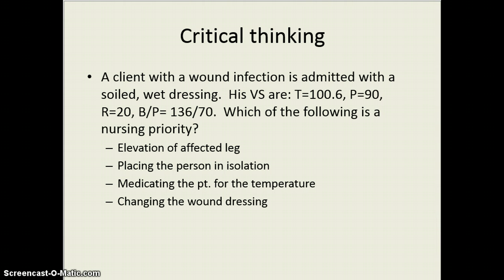Client with a wound infection, admitted with soiled wet dressing. His temperature is 100.6, pulse 90, respirations 20, blood pressure is 136/70. Which of the following is your priority? In looking at the answers, changing that wound dressing is going to be important. As we look in the stem of that question, soiled wet dressing should stick out to you, and we want to make sure that we take away that source of infection, because warm and moist grow bacteria, and we don't want that against that wound that's trying to heal.